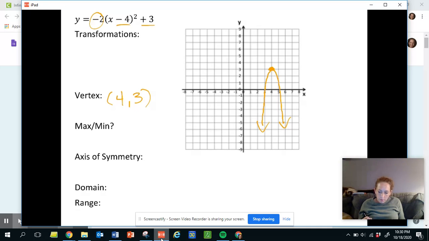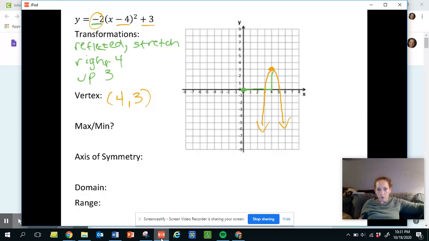First, starting with a, we know that it's reflected, and there's a stretch, or it has become narrower. We also know that the vertex started here, so if you just look at the graph, you should see it went right 4 and up 3. So that's how this graph has been changed from the parent function of y equals x squared.